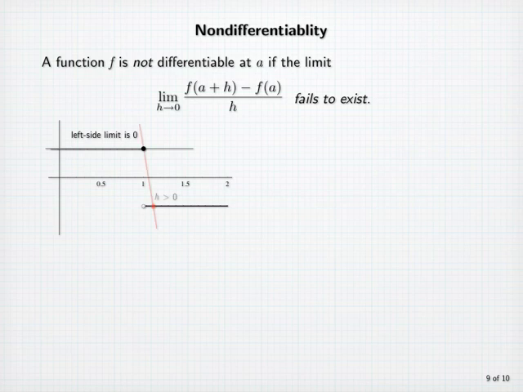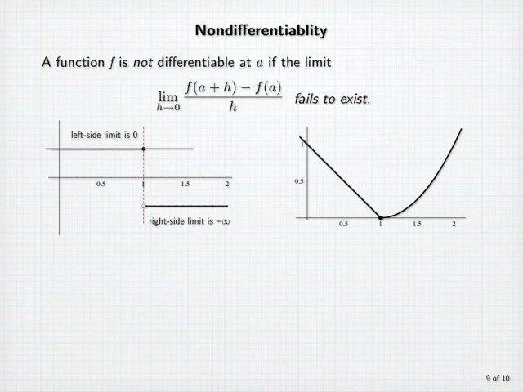Now let's think about positive h. This is a typical secant line for a positive h. As h gets smaller, that secant line gets steeper and steeper. But notice that it always has negative slope, and that negative slope is getting larger and larger, so the right-sided limit as h approaches 0 of the difference quotient will be minus infinity. Therefore, the limit as h goes to 0 can't exist.